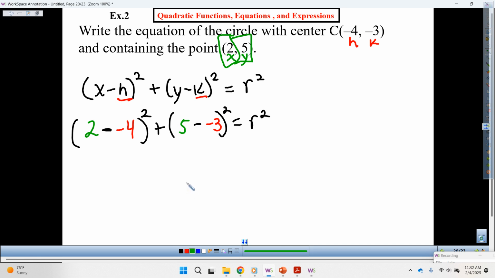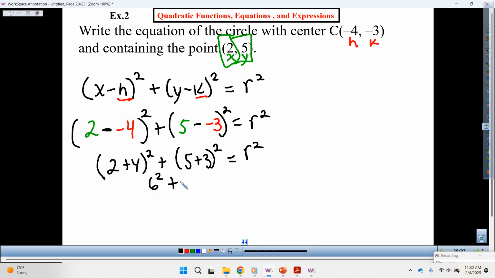Are we there so far? Okay. So let's simplify. Parentheses. We got 2. Negative times the negative is a +4. Plus 5. Negative times the negative is a +3. Equals r squared. So what is 2 plus 4? That's 6 squared. 5 plus 3, that's 8 squared. And that is equal to r squared.